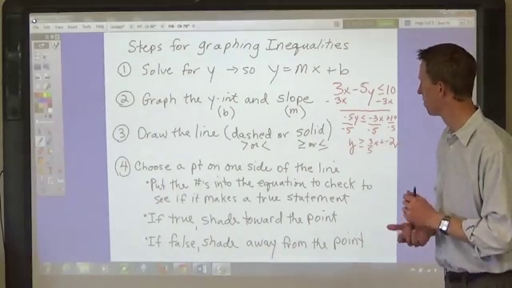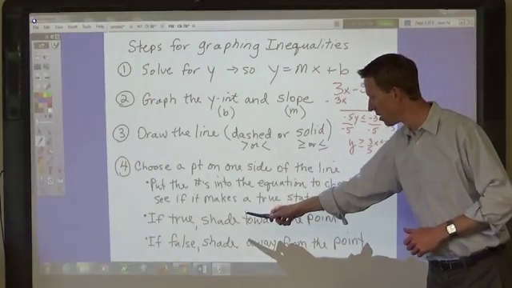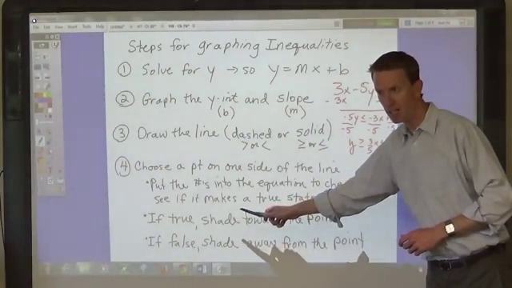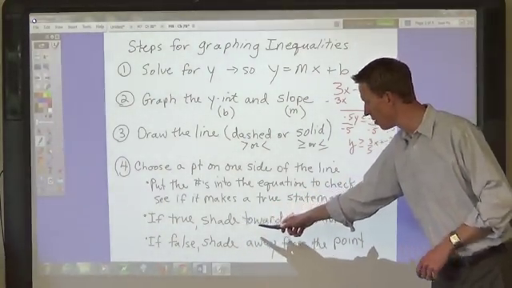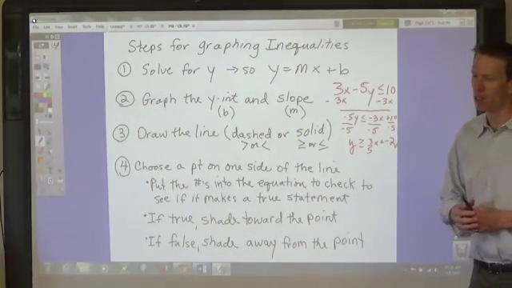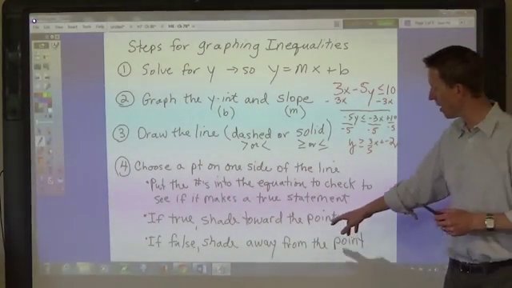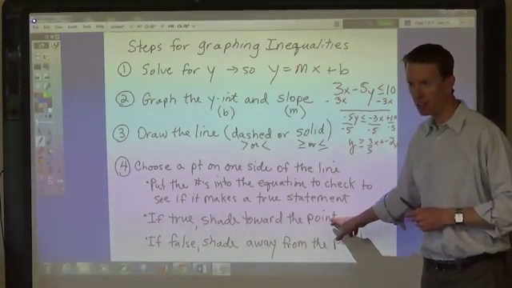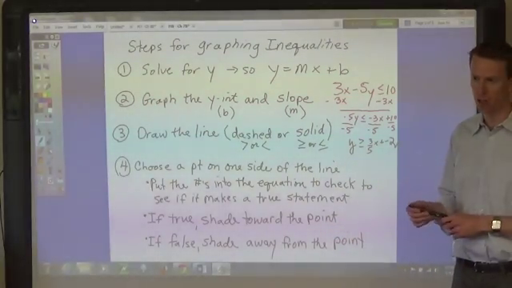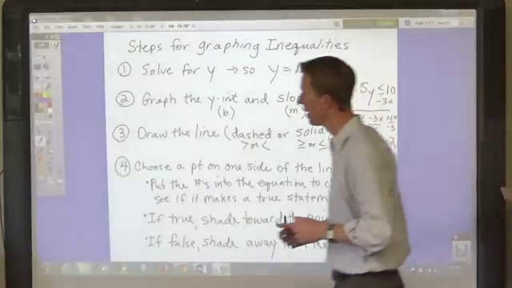Then, once we insert the point, we check to see if it makes the statement true. If it is true, then you shade that side of the coordinate plane, toward that point. If it makes it false, you shade away from the point that you chose. Okay? Let's do some examples.